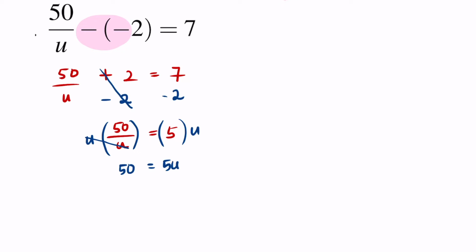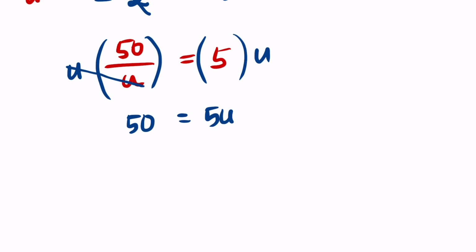Okay? So how do I get rid of the multiplication? How do I get rid of the 5 so that it goes to the other side? I do the reciprocal or opposite, which is division. So I divide this by the coefficient of u. The coefficient, the number before the variable. And I do the same to the other side. So this cancels out, and we are left with u is equal to 10.